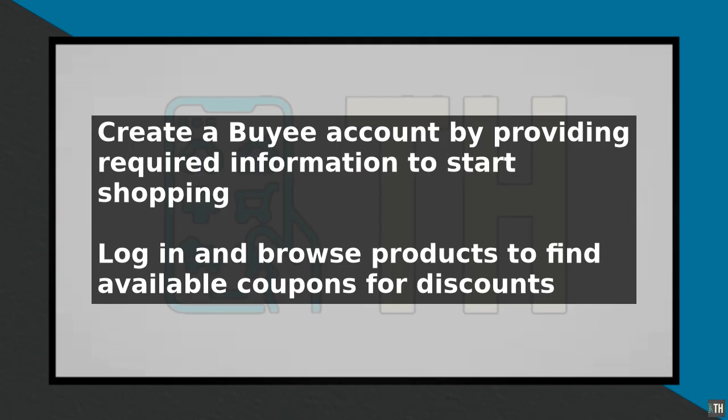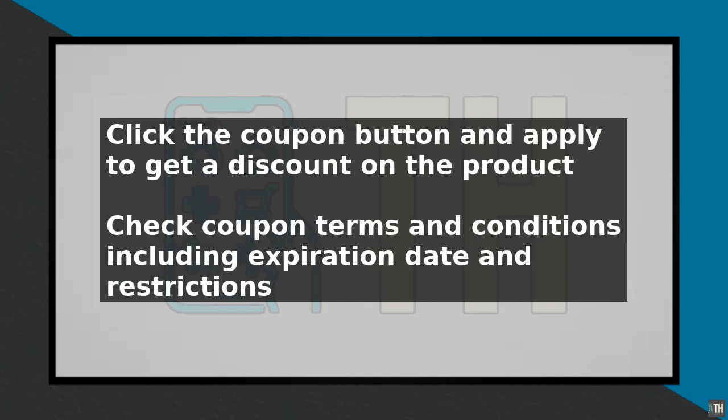Look for the coupon section on the product page. Some products have available coupons that can be used to get a discount. To use a coupon, click on the coupon button. Then click Apply. The discount will be deducted from the total price of the product. Make sure to check the coupon terms and conditions, including the expiration date and any restrictions on usage.